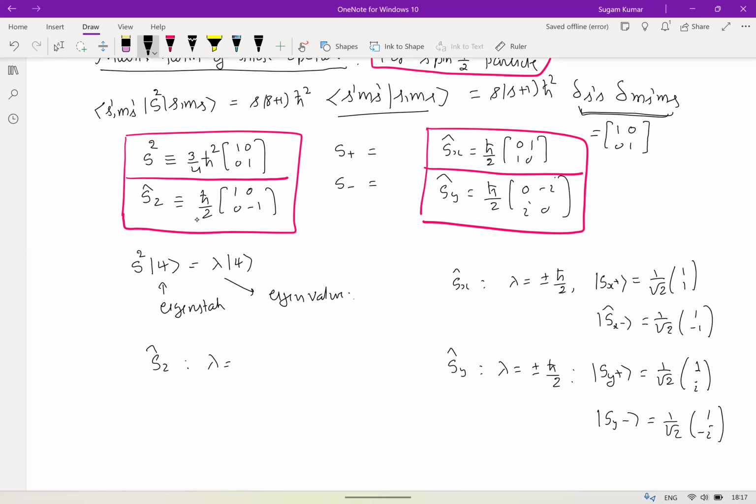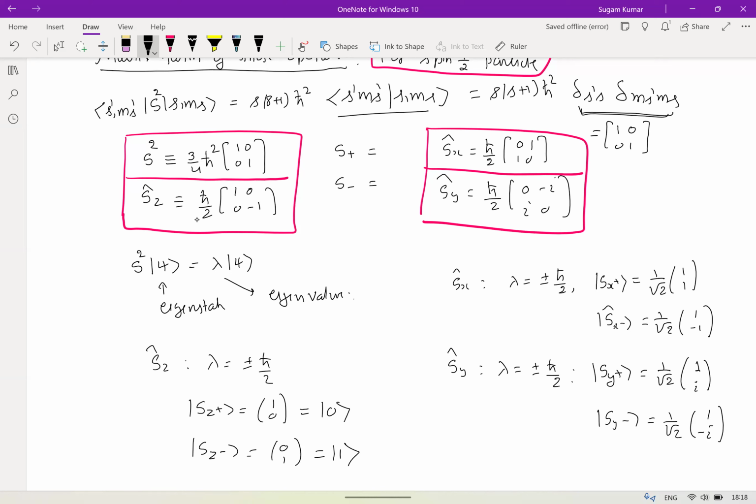So for Sz, again, the eigenvalues will be plus minus h cut by 2. And in this case, Sz plus will be (1, 0), and Sz negative will be (0, 1). Generally, this one we call the 0 representation, and this we call the 1. So this is how generally we represent our spin operators, spin eigenfunctions and corresponding eigenvalues.